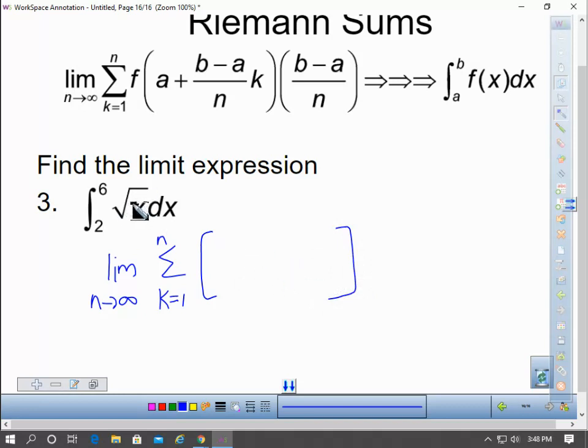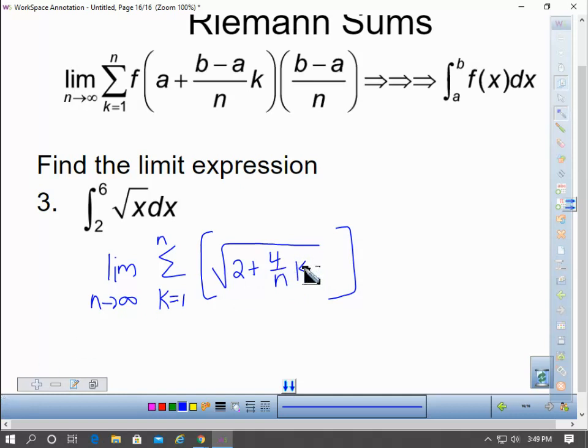So what am I doing to square root of x? I am plugging into that my a, the bottom subscript, so that'll be 2 plus, and then I want b minus a over n. So b minus a is going to be 4, so that's 4 over n. Put a k beside it.